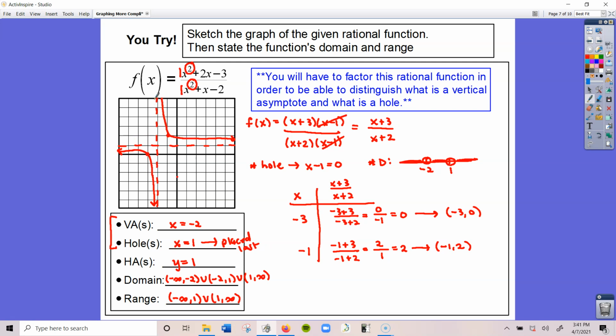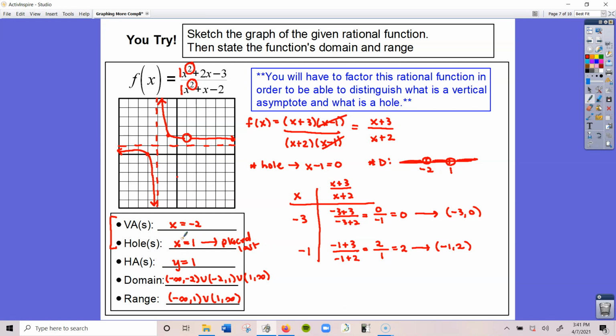But my graph here is not complete because of this hole. We have a hole here at x is equal to 1. So what we do is we go to x is equal to 1, find the function, and put an open circle there to indicate that that's where you have a hole. And I'm just going to go ahead and erase what's in the middle here. There we go. And there's my hole. Now this graph is complete.